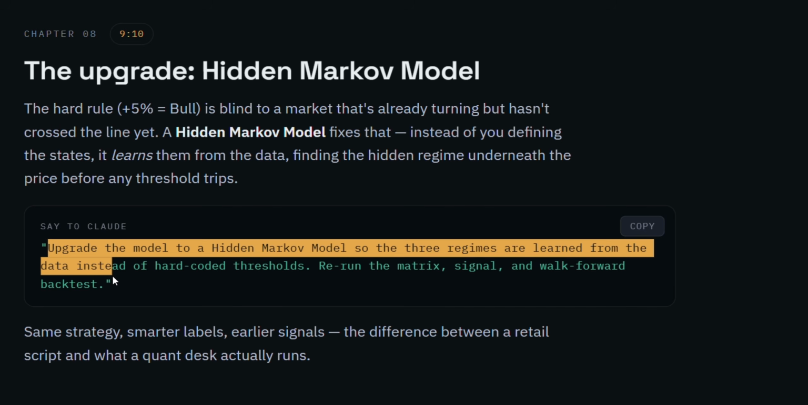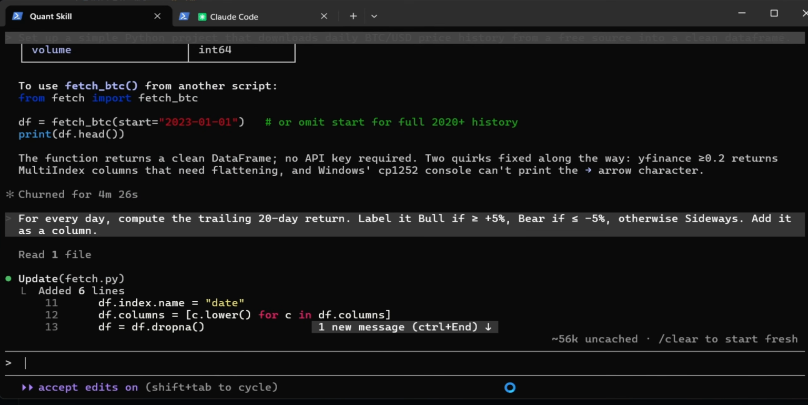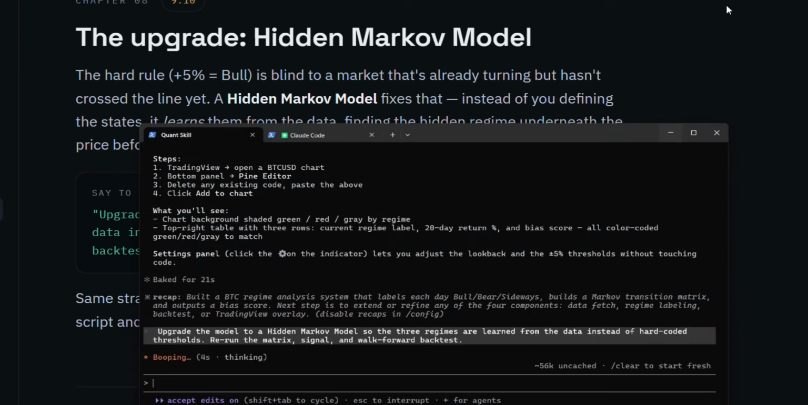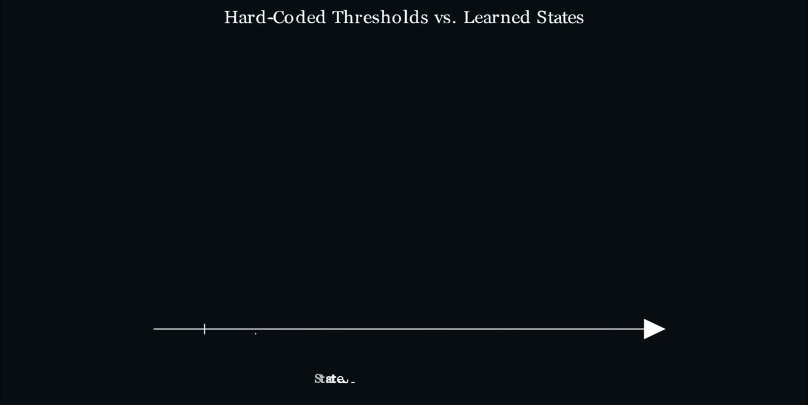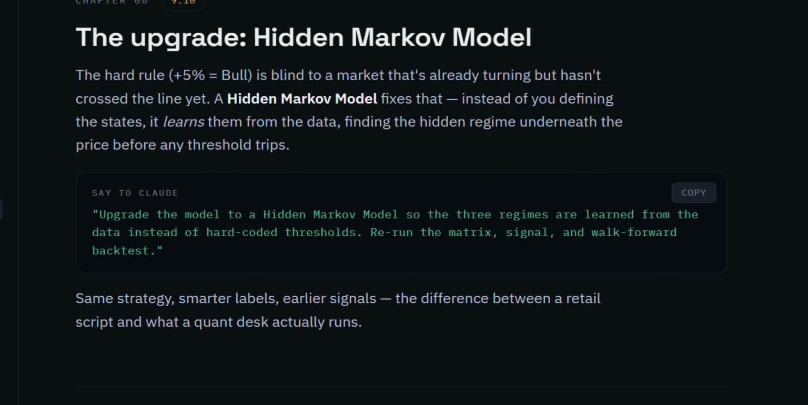So we swap in a hidden Markov model. Instead of you defining the states, the HMM learns them straight from the data. It finds the hidden regime underneath the price before any threshold gets crossed. Same core idea. 3 states, transition odds, a signal. But now the labels aren't your guess. They're discovered by the math. That's the difference between a retail script and the thing a quant desk actually runs.